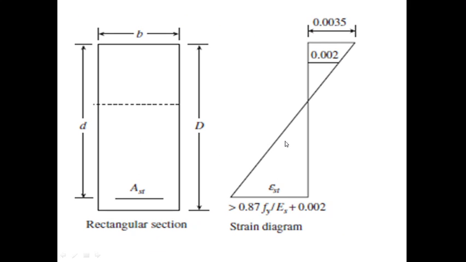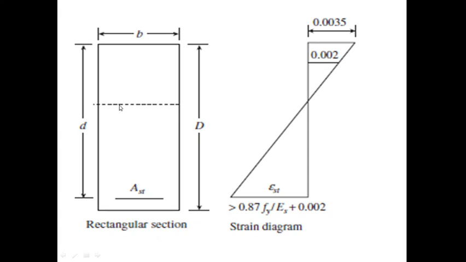Now if we look at the strain distribution diagram as per limit state, let me consider one rectangular beam of width B and overall depth D. AST is the area of tension steel, so it is a singly reinforced beam, and D is the effective depth, that is from the top fiber up to the center of the tension steel. Now this is a strain distribution diagram.